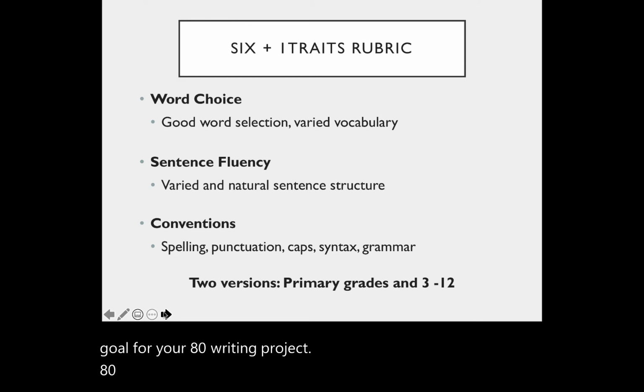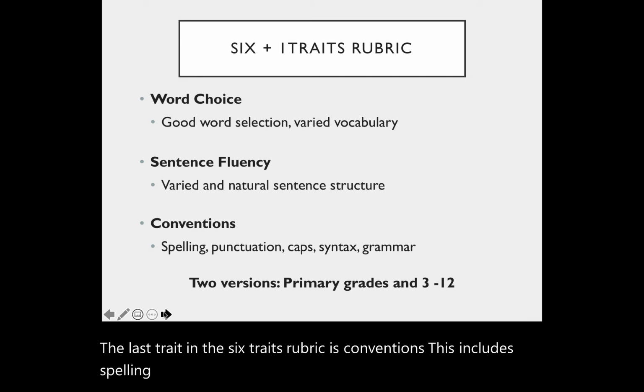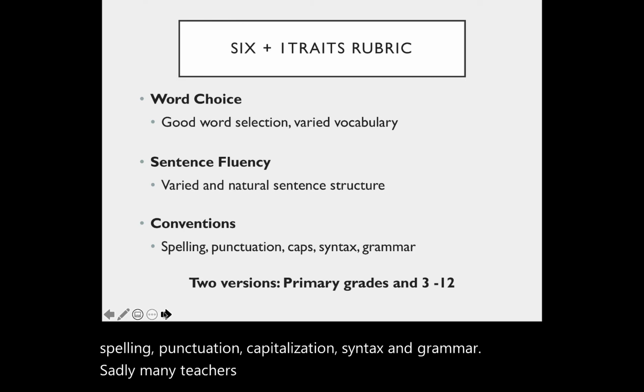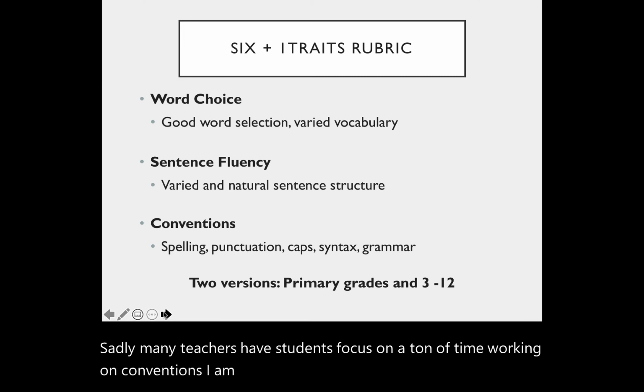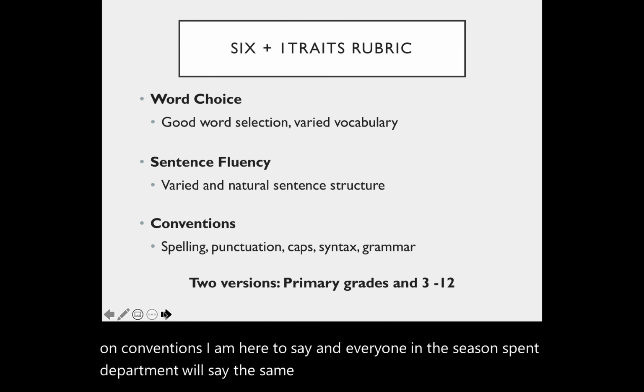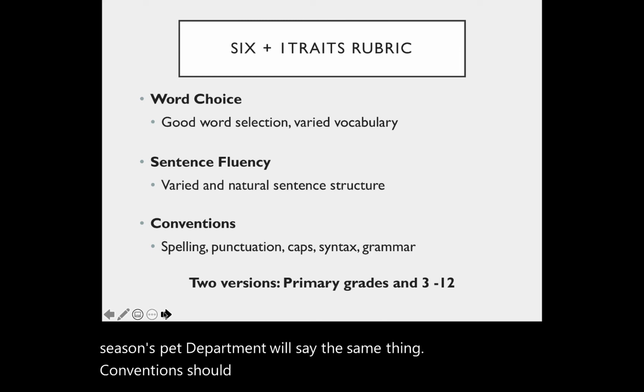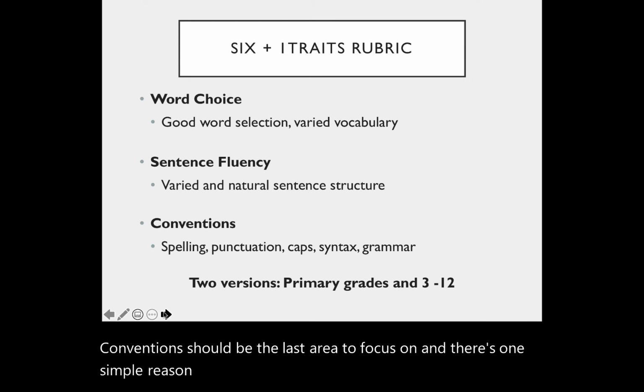The last trait in the 6 traits rubric is conventions. This includes spelling, punctuation, capitalization, syntax, and grammar. Sadly, many teachers have students focus a ton of time on conventions. I am here to say, and everyone in the CSUN SPED department will say the same thing, conventions should be the last area to focus on. And there's one simple reason. This is because this area can easily be supported with assistive technology.